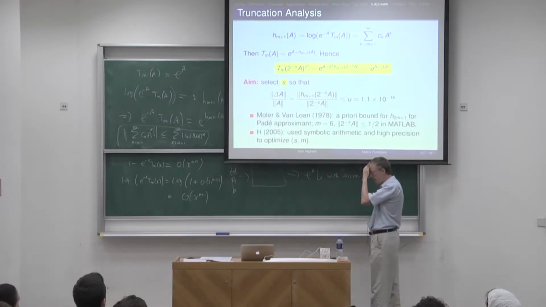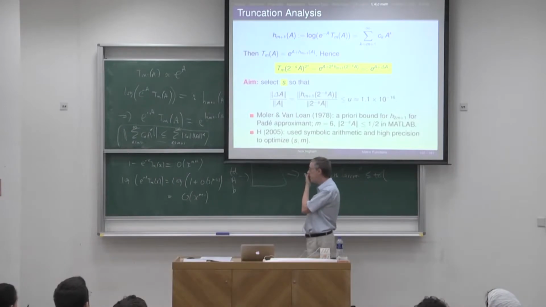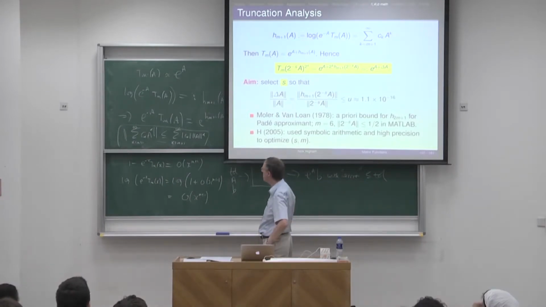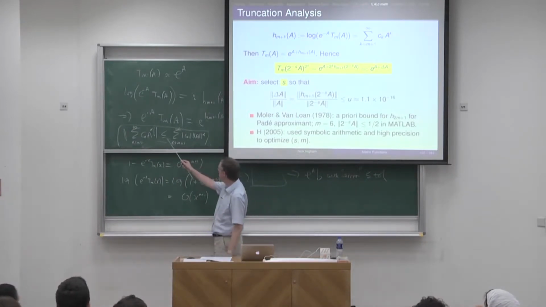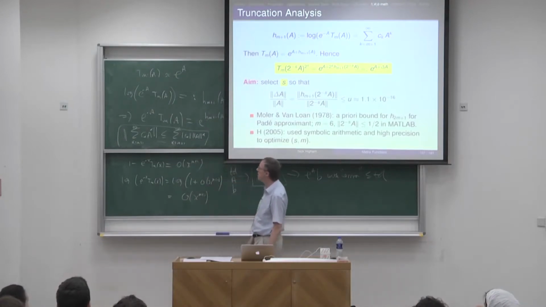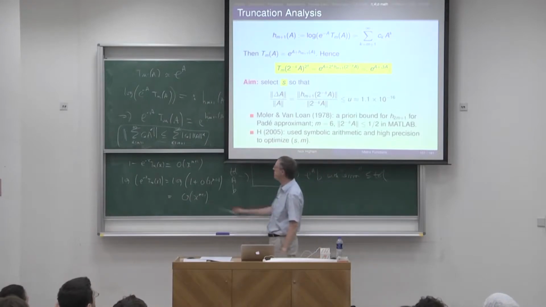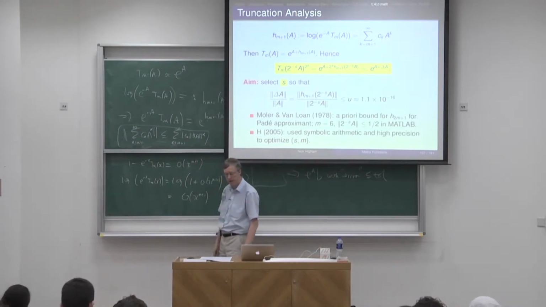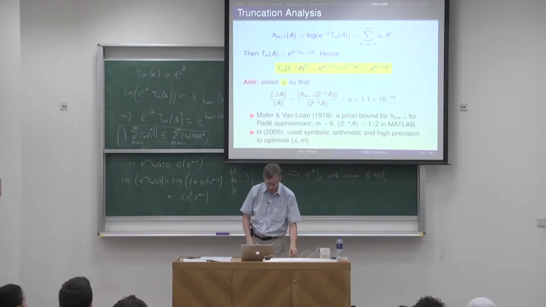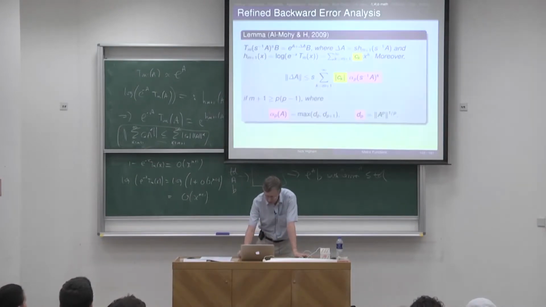But when we were looking at this again, myself and Awad Al-Mohy, who was my PhD student at the time, we realized that there's quite a lot of weakness in this bound. So we were wondering if we could do better. Could we get a sharper bound than just this obvious bound here? So we found there is a way of doing that.